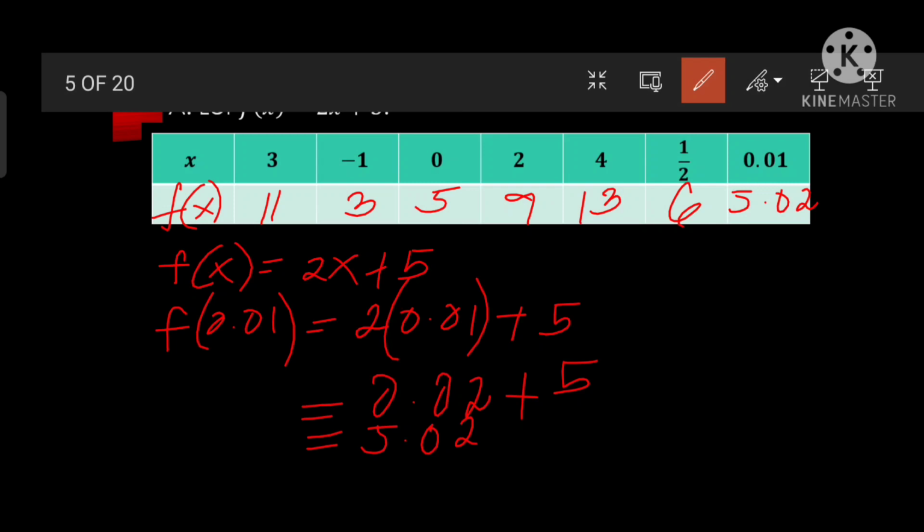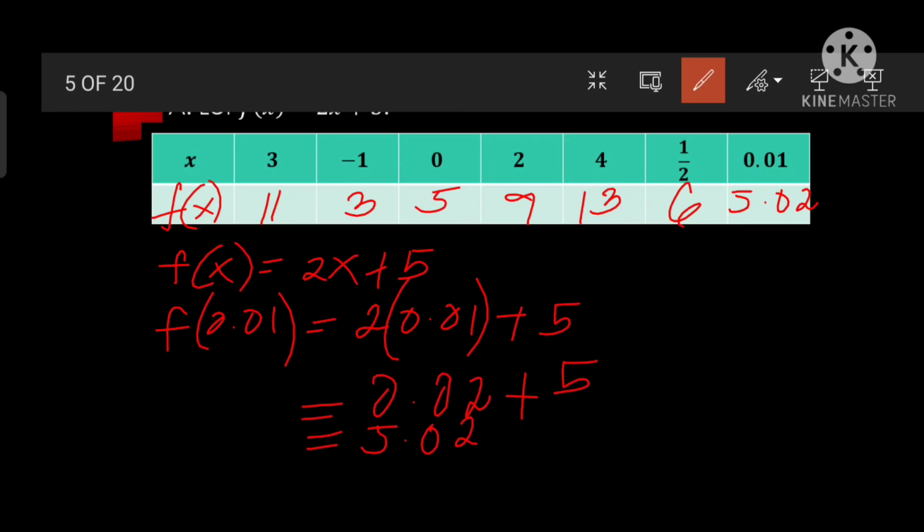So when x equals 3, f of x equals 11. When x is equal to -1, f of x is equal to 3. And when x equals 0, f of x equals 5. When x is equal to 2, f of x equals 9. When x equals 4, f of x equals 13. And when x equals 1/2, f of x equals 6. And when x equals 0.01, f of x equals 5.02.